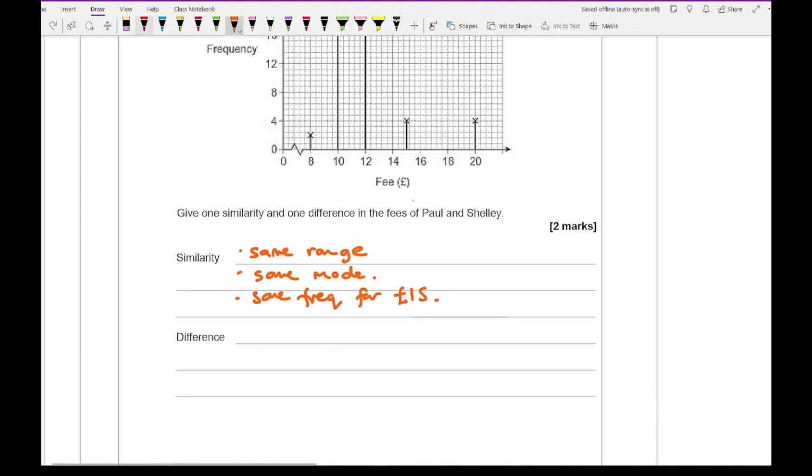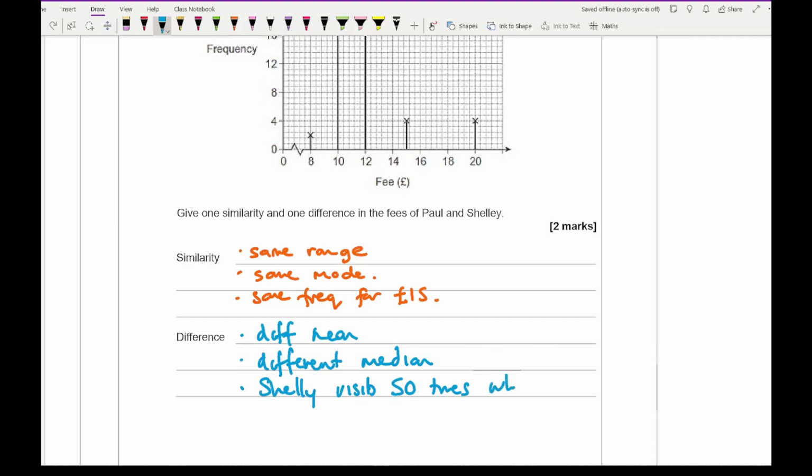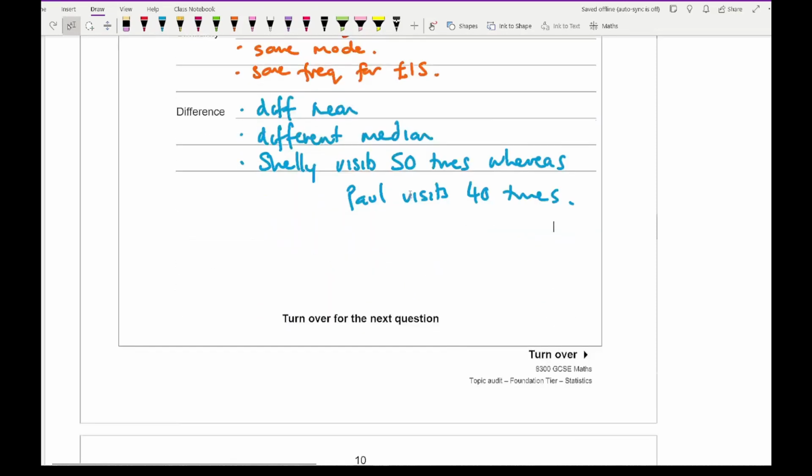For the differences, we can say that they're going to have different means, if you've worked that out. You could also say that they've got a different median. And we can also say that Shelley visits 50 times, whereas Paul visits 40 times. So something along those lines. Any one of those comments for each of those categories will be absolutely fine.